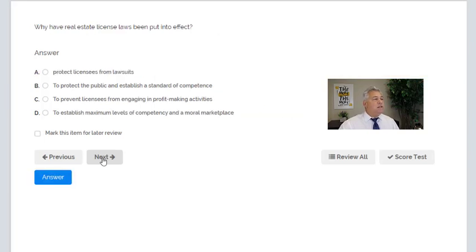The question is, why have real estate license laws been put into effect? A, to protect licensees from lawsuits. B, to protect the public and establish a standard of competence. C, to prevent licensees from engaging in profit-making activities. And D, to establish maximum levels of competency and the moral marketplace.